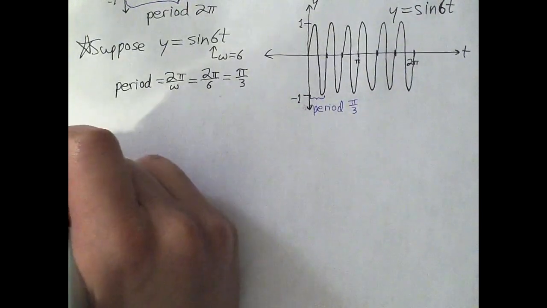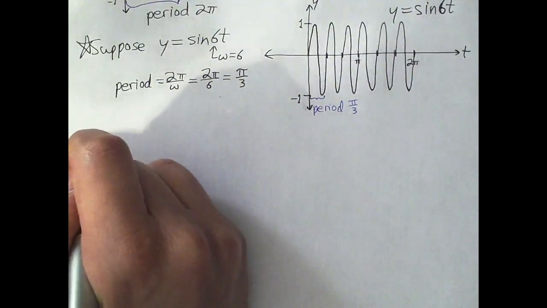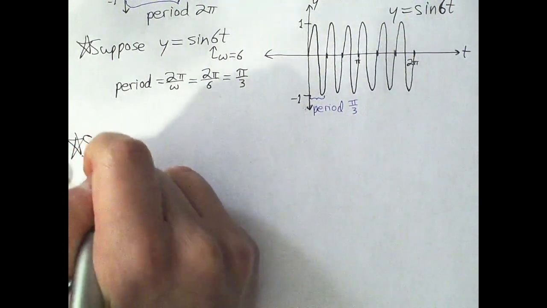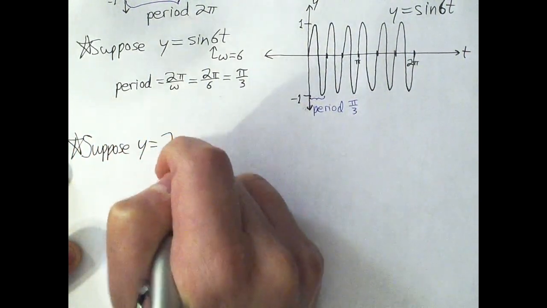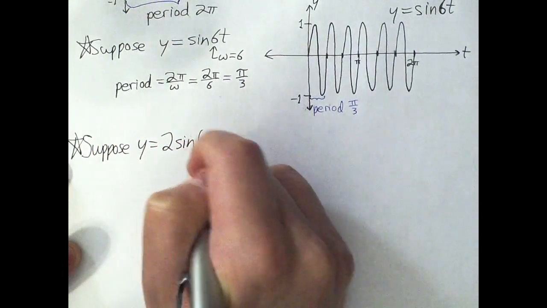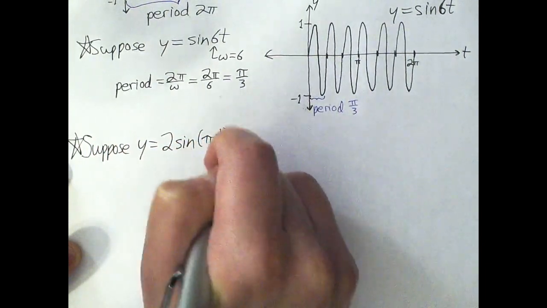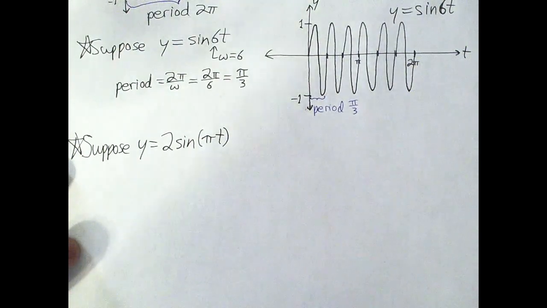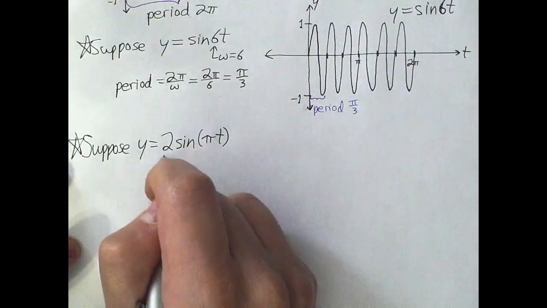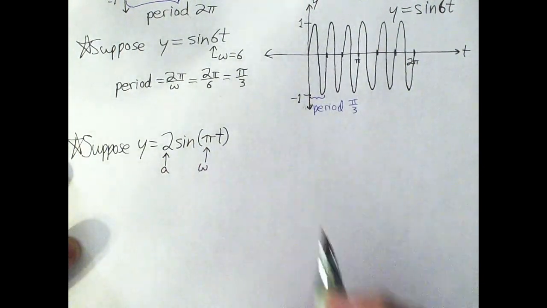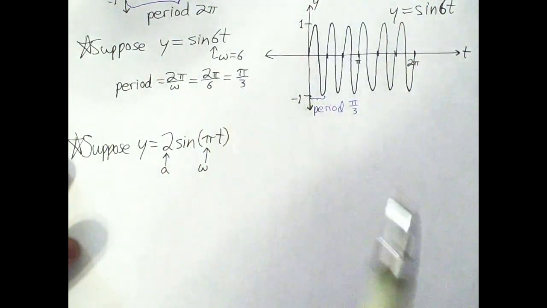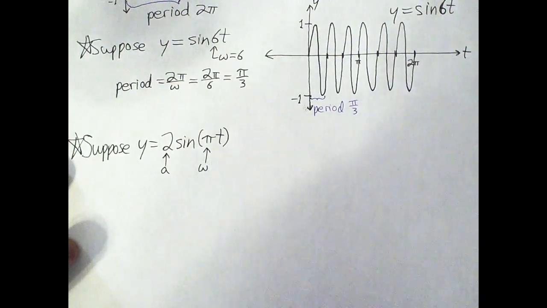I want to show you one more, because what about A? What if A is something other than 1? So suppose y equals, let's do 2 sine pi t. Let's see if we can graph this. So 2 is going to be my A, pi is going to be my omega. So instead of an integer like 6, pi is omega this time.